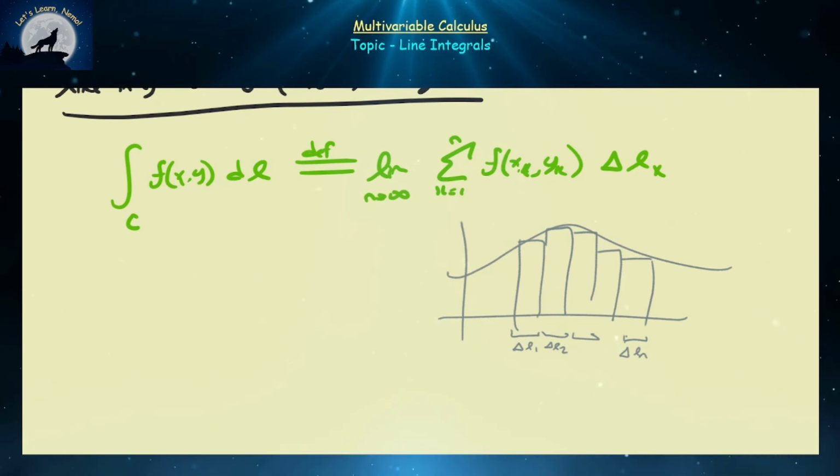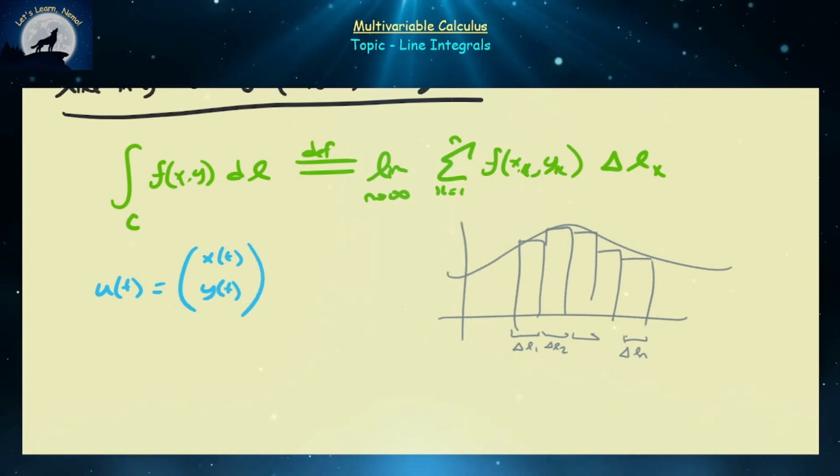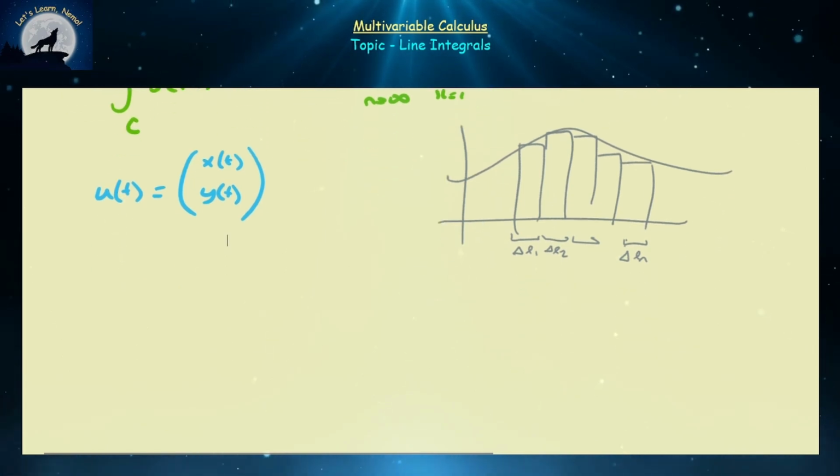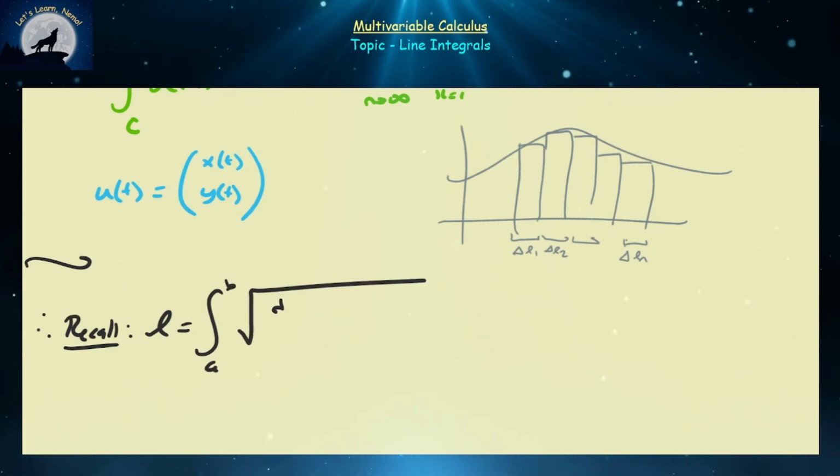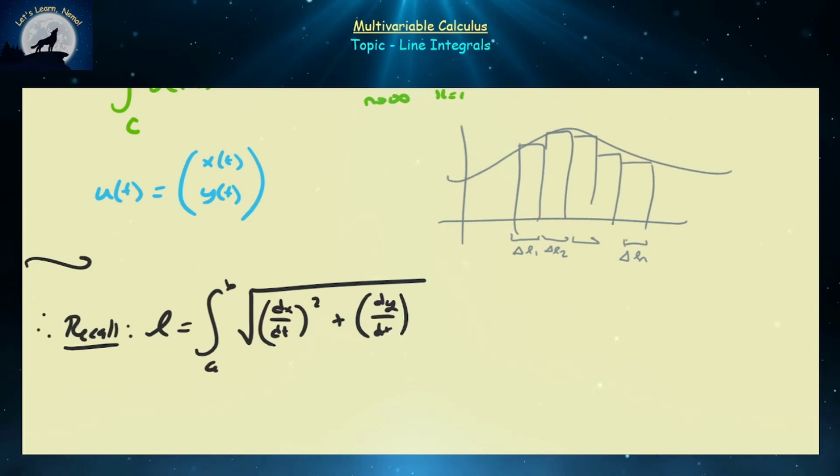Here we're going to be letting u of t be representable in terms of x of t, y of t, and if we assume that it's smooth, then x and y are going to be differentiable as well. So how are we going to find this particular expression? Using the same exact methods from parametric curves, the length can be found by the integral from a to b of the square root of the derivative of x with respect to t squared plus the derivative of y with respect to t squared, dt. And this came directly from the Pythagorean theorem.